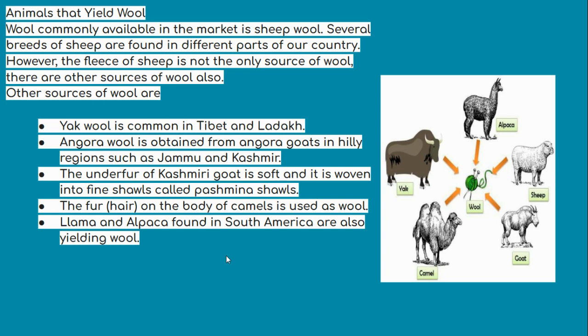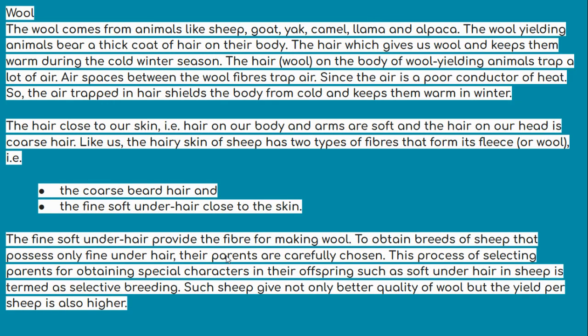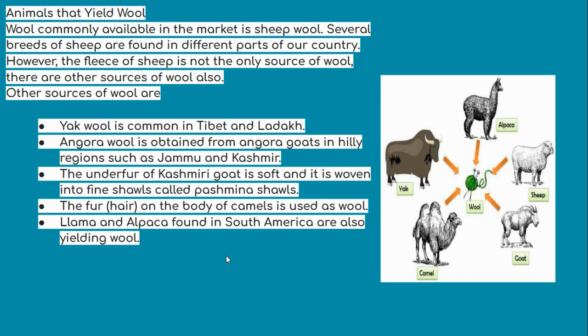Now, animals that yield wool. In our previous slide, we have learned that wool comes from animals like sheep, goat, yak, camel, llama, and alpaca. Here, we will know more about animals that yield wool. Wool commonly available in the market is sheep wool. Several breeds of sheep are found in different parts of our country. However, the fleece of sheep is not the only source of wool. There are other sources of wool also.